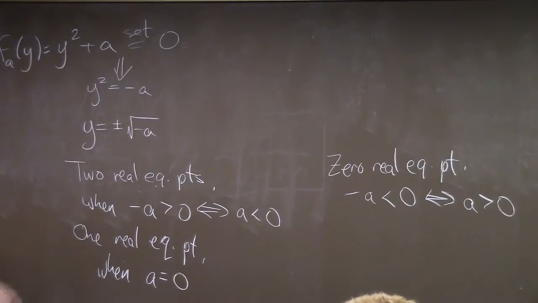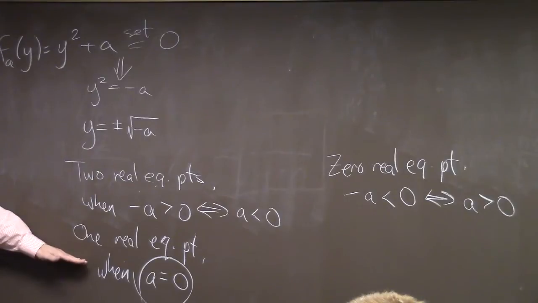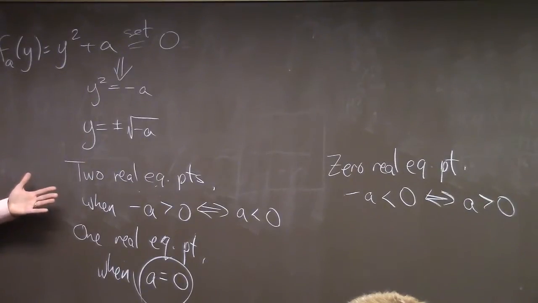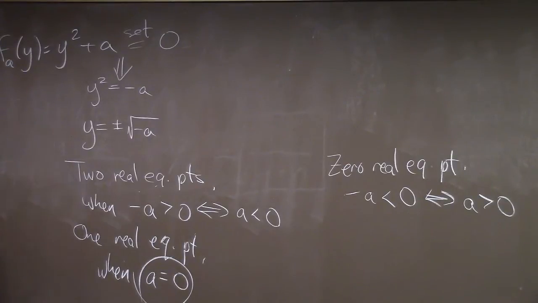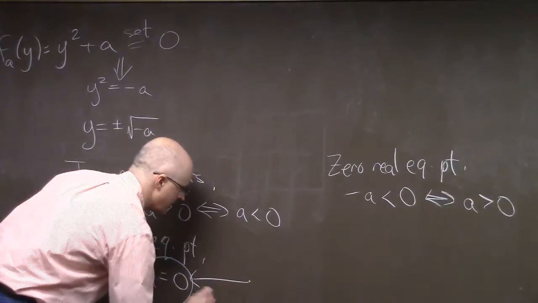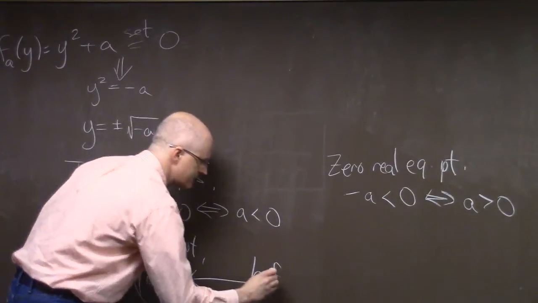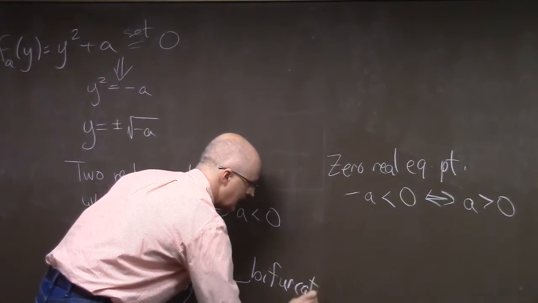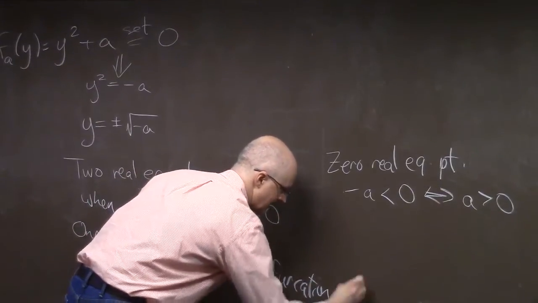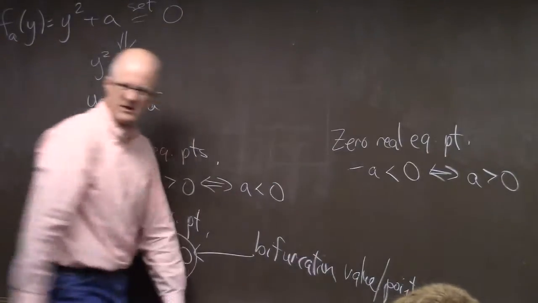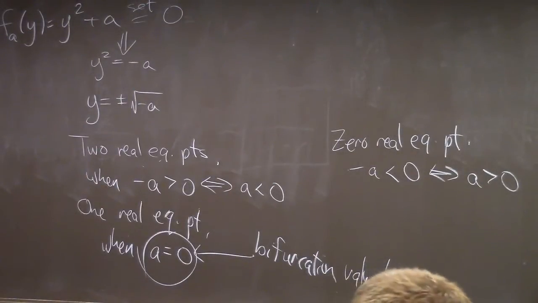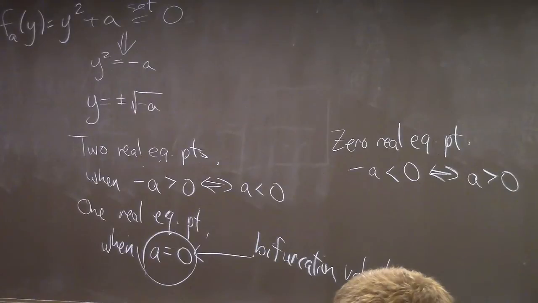Okay, so A equals 0 is the value of the parameter where this big change occurs in the phase line, going from 2 equilibrium points to 1 at one value of A, to no equilibrium points. That's the bifurcation value, or bifurcation point. Sometimes I may call it a value, sometimes I might call it a point. It's probably better to call it a value, but sometimes people use the word point.